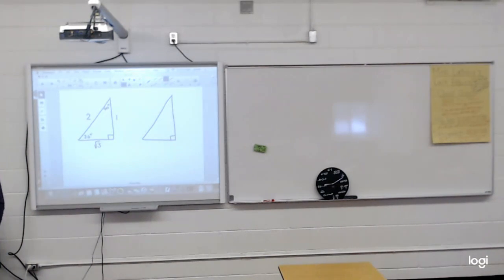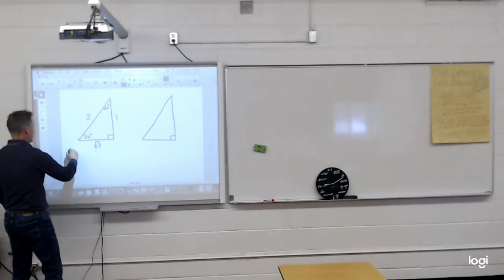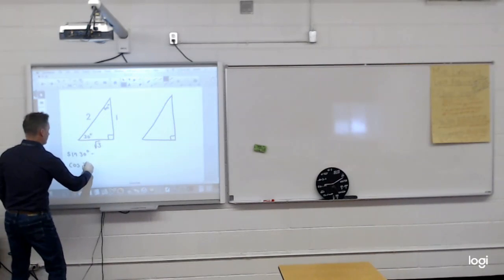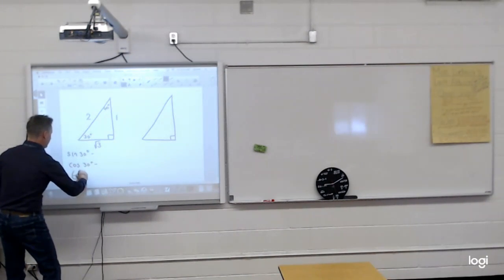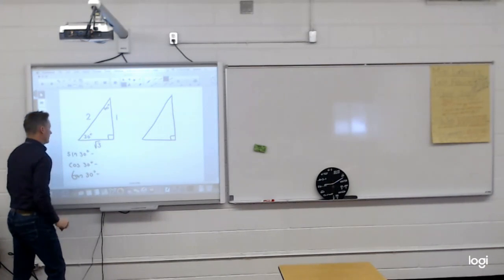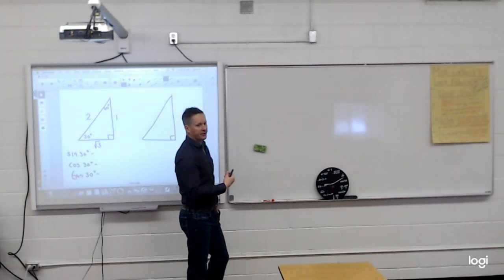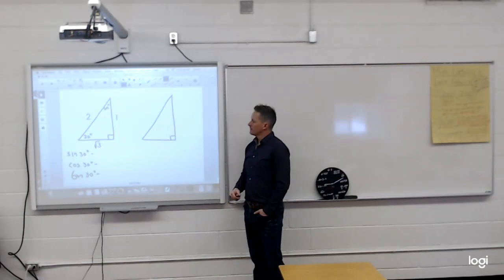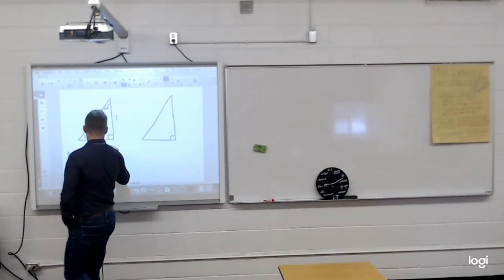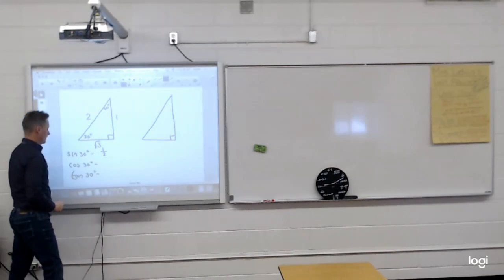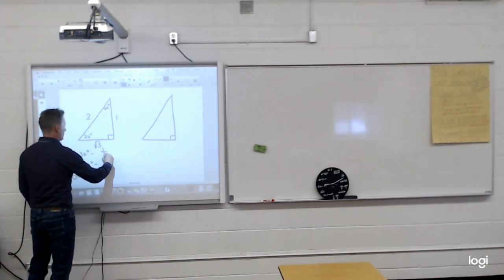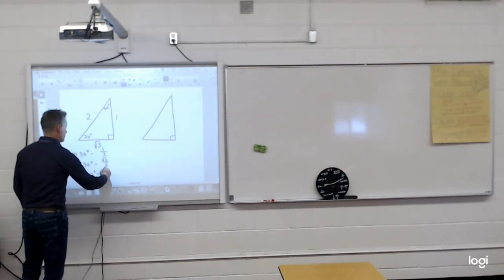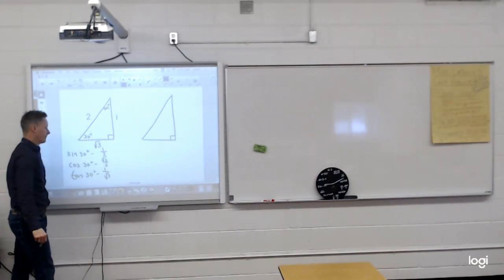Okay? What we are going to be able to do as we go through this, we are going to write the ratios for the sine of 30, the cos of 30, and the tan of 30, as well as the sine of 60, cos 60, tan 60. The sine of 30, the ratio is 1/2. The cos of 30, the ratio is root 3/2. And the tan of 30, the ratio is 1/√3. Okay?